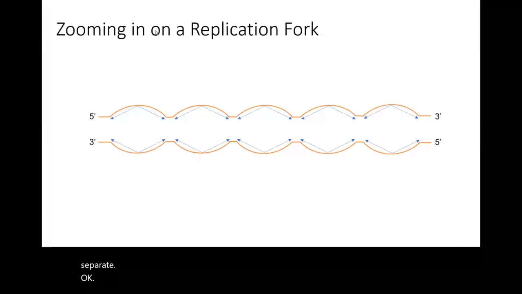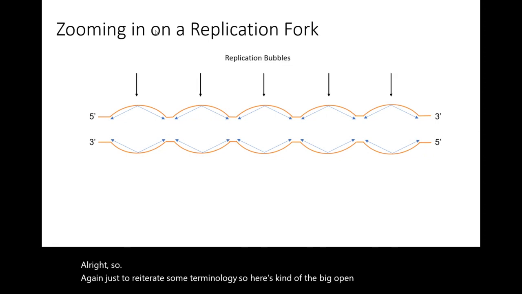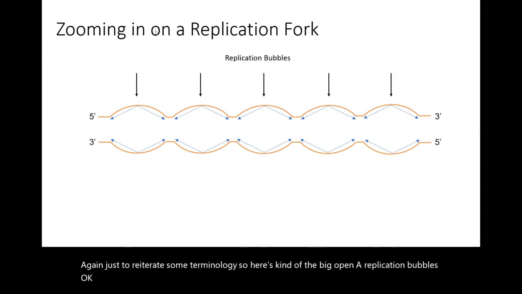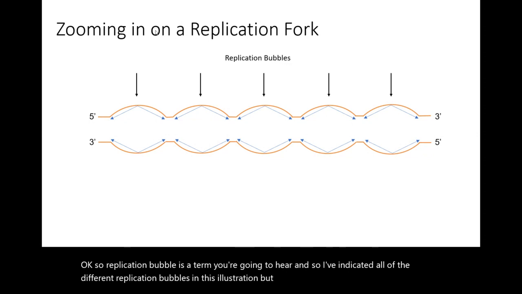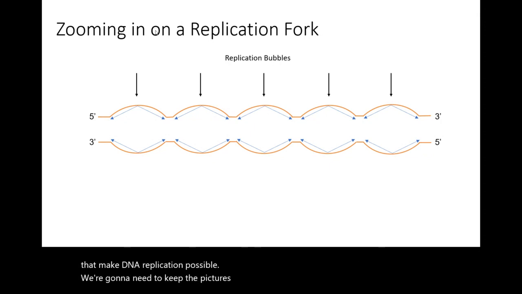All right. So again, just to reiterate some terminology. So here's the big open replication bubbles. Okay, so replication bubble is a term you're going to hear. And so I've indicated all of the different replication bubbles in this illustration. But once we zoom in on the key players that make DNA replication possible, we're going to need to keep the picture simple. Having too many replication bubbles will make everything confusing.